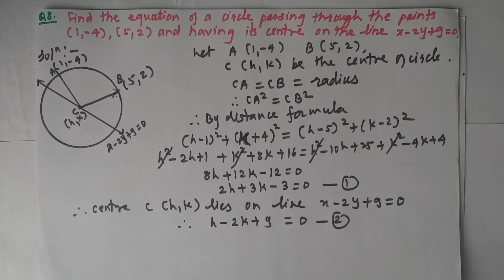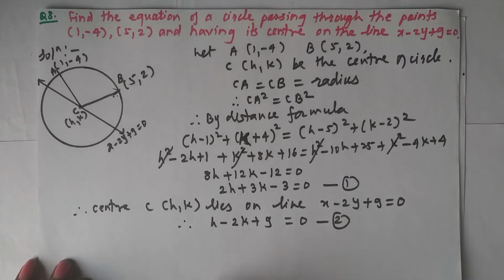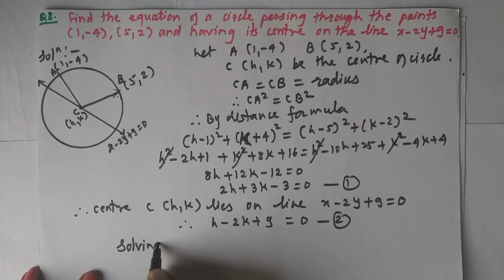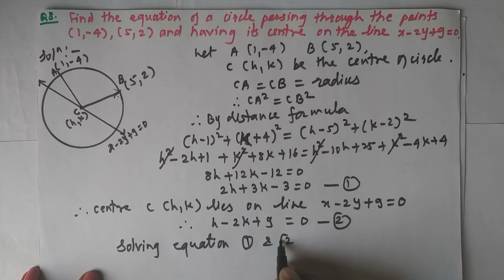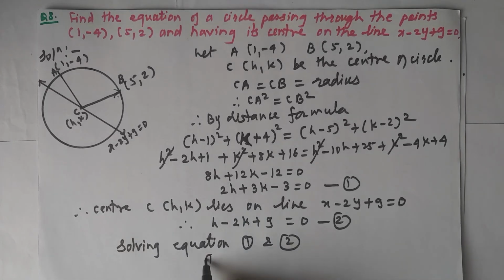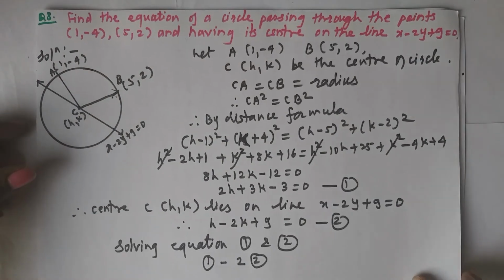Now see, equation 1 and 2 both are in h and k. Solving equation 1 and 2, I will get the value of h and k. That means the coordinates of center. Okay. Therefore, you write down solving equation 1 and 2. Here, to find the value of h and k, I will multiply equation 2 by 2 and then I will subtract it from equation 1. Then what will be the next step?